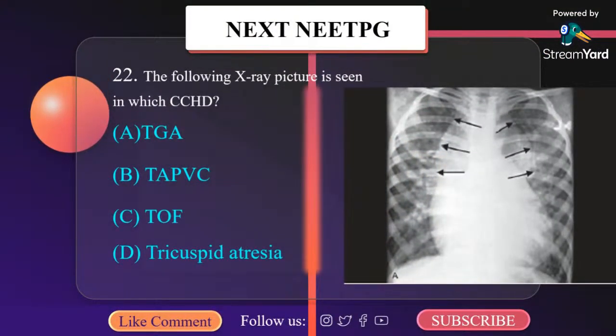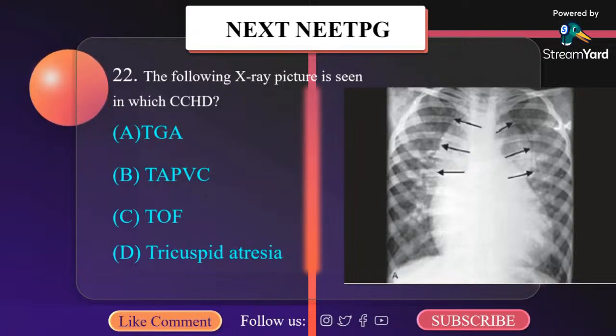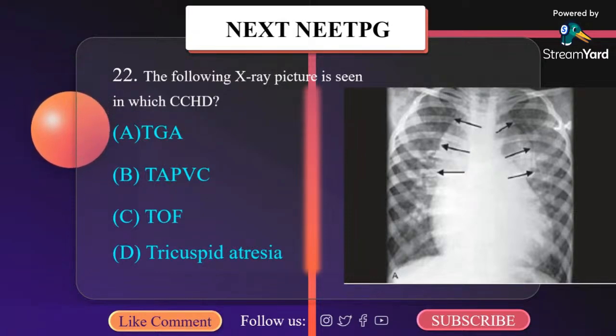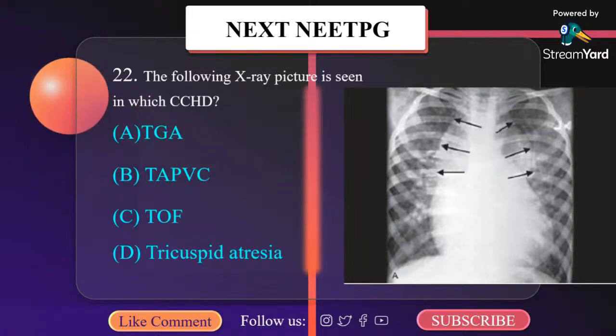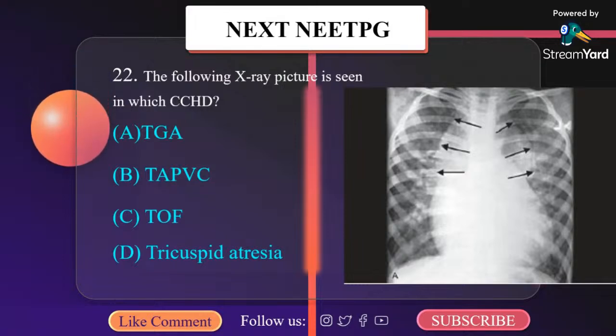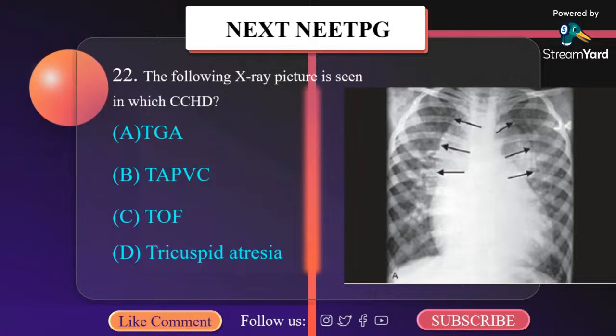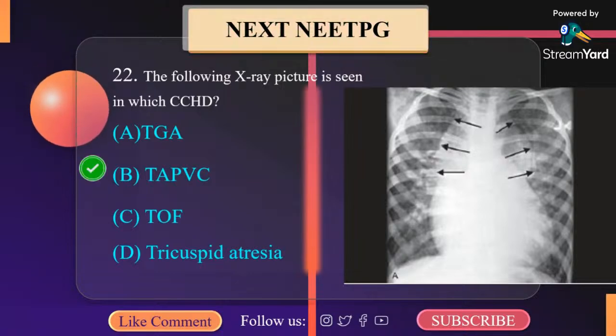The following X-ray picture is seen in which congenital heart disease? A. TGA, B. TAPVC, C. TOF, and D. Tricuspid atresia. This chest X-ray shows a snowman appearance or figure of eight. You can see a snowman appearance or figure of eight, and it is seen in supracardiac TAPVC. So the correct option here is B, TAPVC.